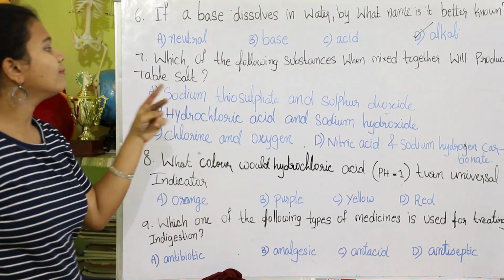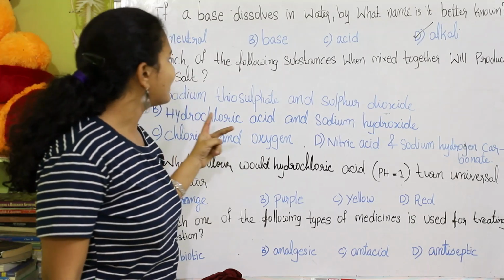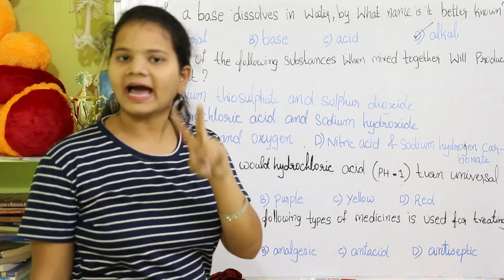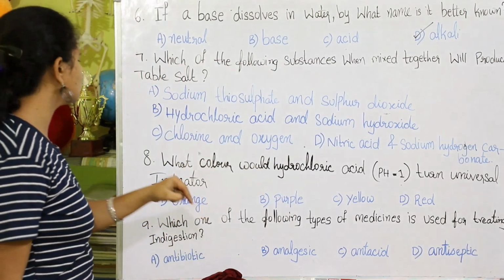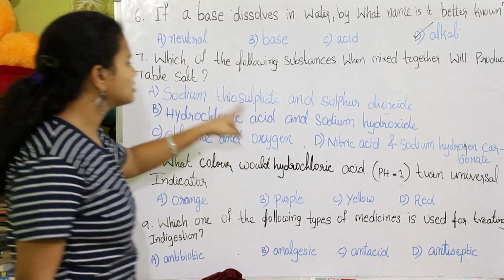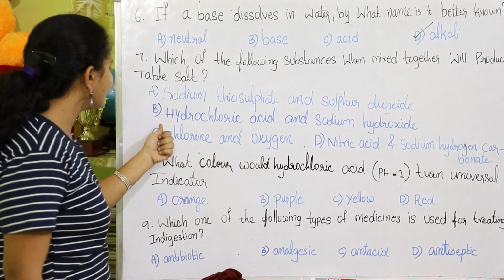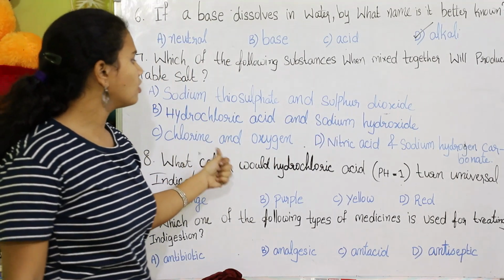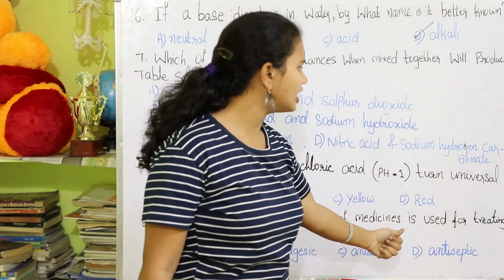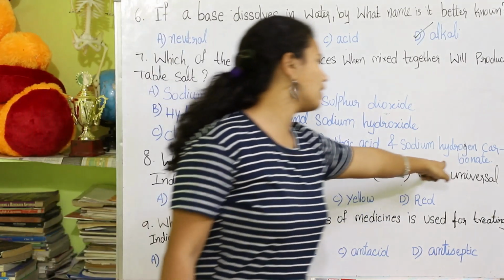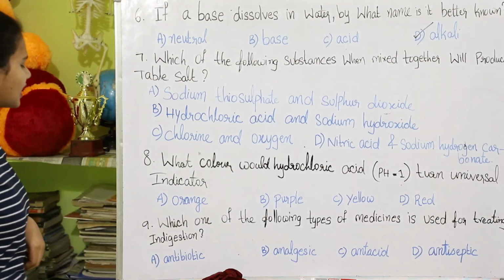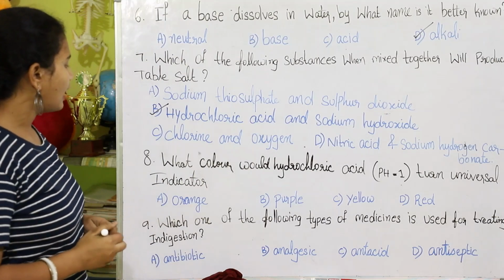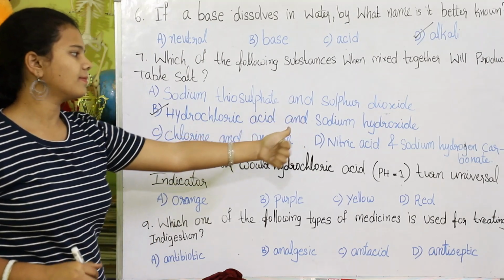Okay, so firstly, in making table salt, two highly reactive elements are involved in this process. The options are: option A, sodium thiosulfate and sulfur dioxide; option B, hydrochloric acid and sodium hydroxide; option C, chlorine and oxygen; option D, nitric acid and sodium hydrogen carbonate. Okay, sodium hydrogen carbonate over here. Now the correct option is hydrochloric acid and sodium hydroxide.